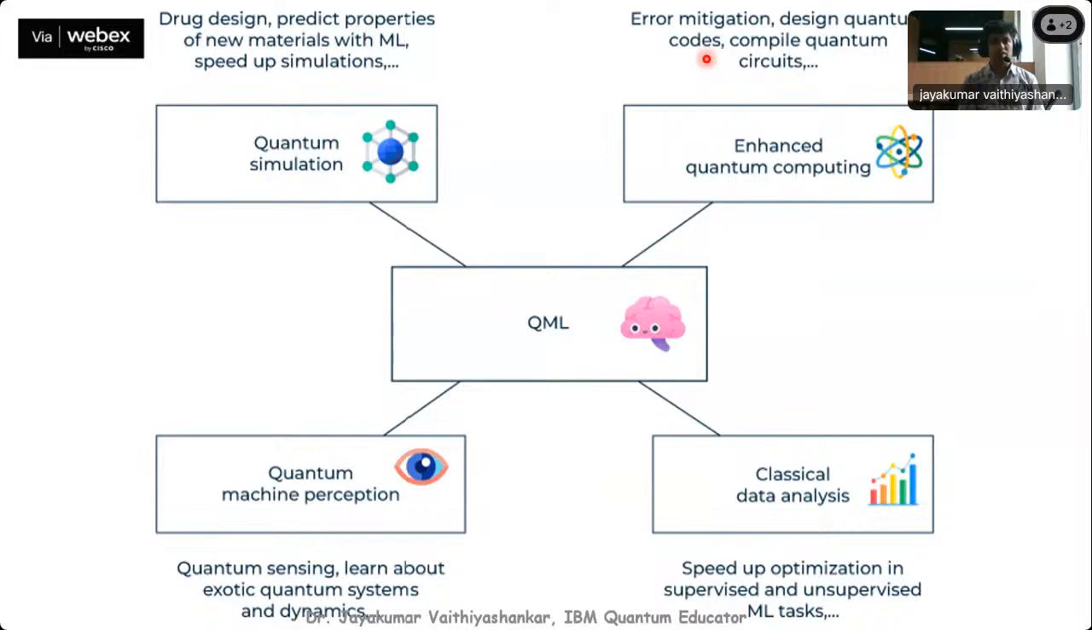You can do drug design, you can predict new materials, and you can speed up simulation if you're using quantum simulation. Otherwise, you can use classical machine learning code and enhance its operations. So it is not just about quantum machine learning; you can improve classical machine learning also. This is also possible.